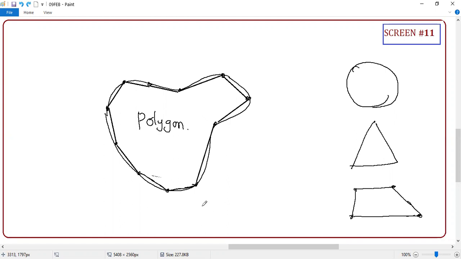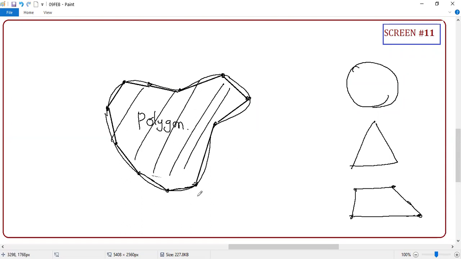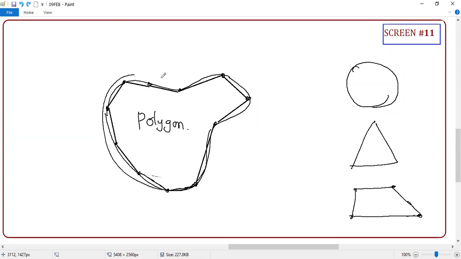But all you need to do is find some corner points and make a polygon which is closer to the real shape, clear or not? The polygon is not the actual size, but it's closer to the real shape, yes or no? Yes, sir. So if I give you a formula for finding this area, it will be approximately equal to the area of that one.